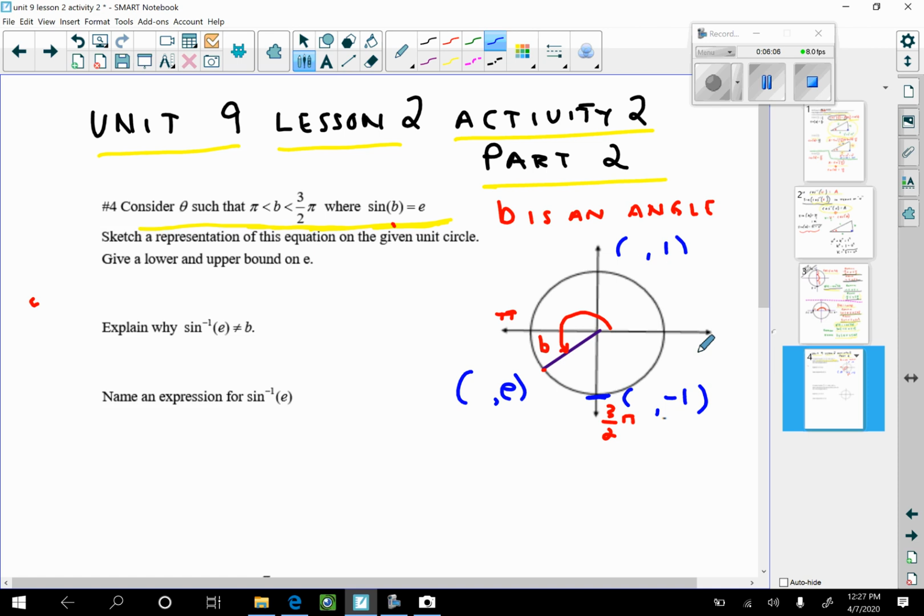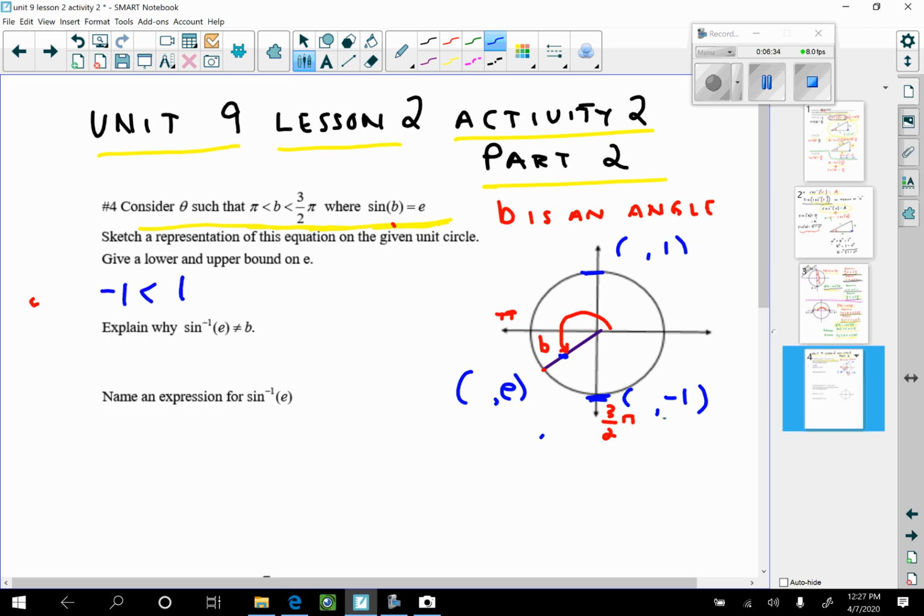Don't care about the X values. The sine goes from -1 to 1. But since this angle right here, B, is between pi and 3/2 pi, E is going to have to be a negative number. And it's going to have to be greater than -1. So here's my lower bound.